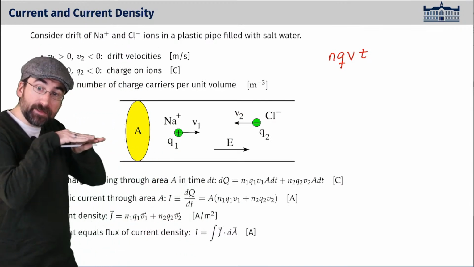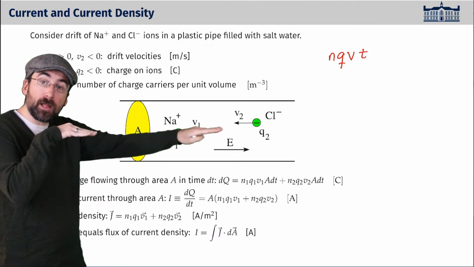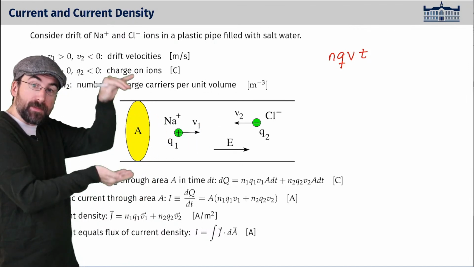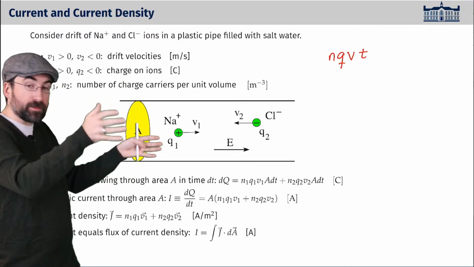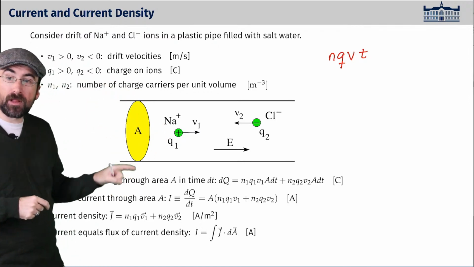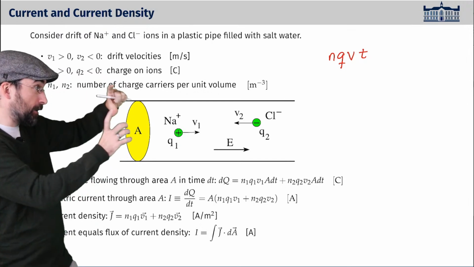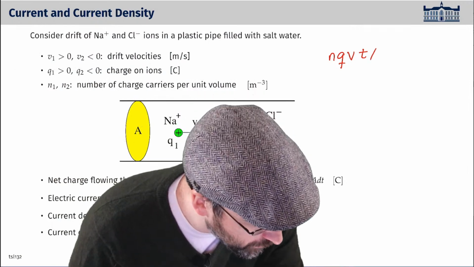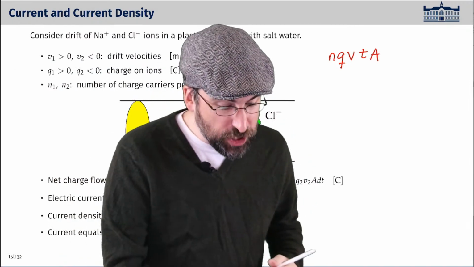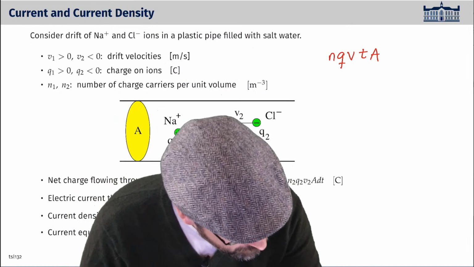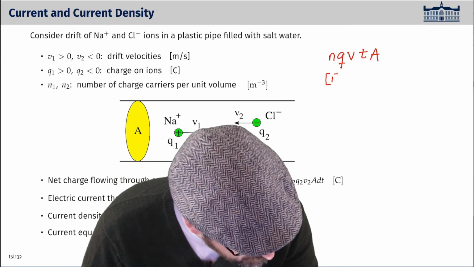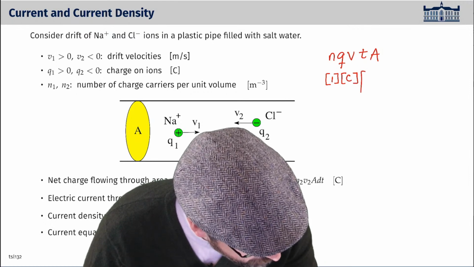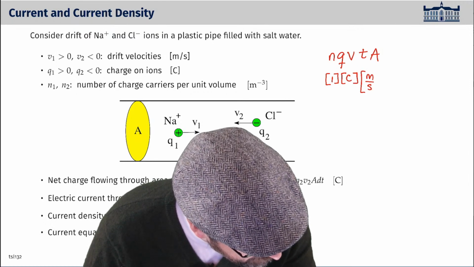Finally, like I said, this is all about charges moving along a line, but I have a pipe that has more than one dimension. It has length and width. So I need to multiply this by the area of the pipe to get the total amount of current that's moving through here. And we can check that these units work out. N is just a number that has no unit. Q has units of coulombs. Velocity has units of meters per second.